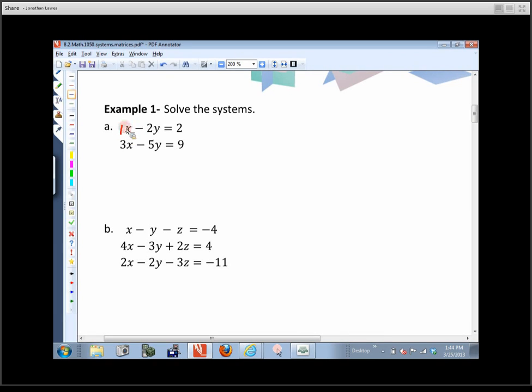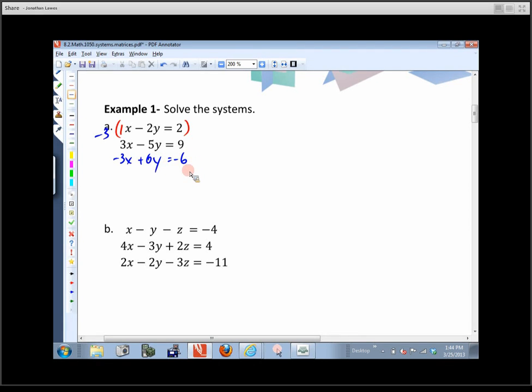Okay, I kind of want to use this one to get rid of the 3x, right? Isn't that right? So what I'm going to do is multiply this one by -3. So that's going to give me -3x, plus 6y, and -6.